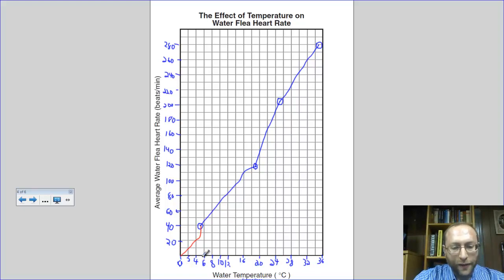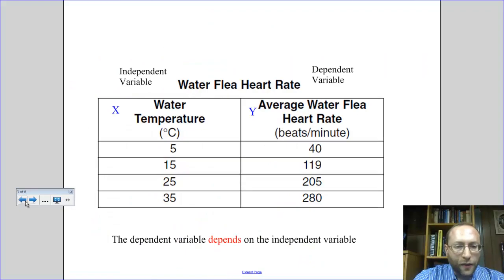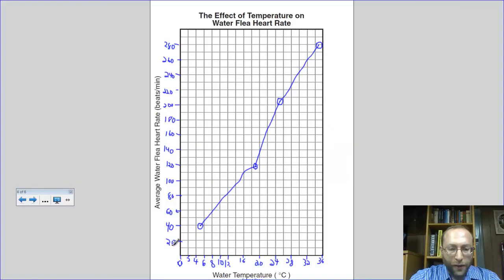Don't ever do that, because there is no data point here. The only time you should draw a line down here to the origin is when you look on here and it would say 0 degrees Celsius gives you 0 beats per minute. And in fact, that would mean that the animal is dead at 0 degrees. That may not be true. If you follow this line here, at 0, it's probably right about over here. So it's wrong to put that there, and if you do that, then you will lose the points for basically plotting your points.